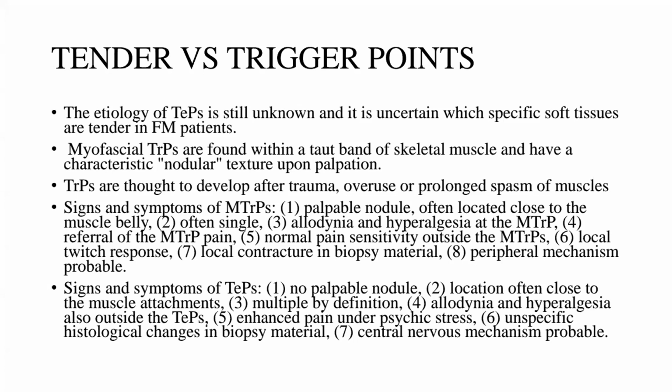So what are the signs and symptoms of tender points? There is no palpable nodule. The location is often very close to the muscle attachment, where the muscle attaches to the bone, and the pain is only at that attachment site. And they are multiple by definition. Everywhere you apply pressure, the patient says, I am getting pain everywhere. And allodynia and hyperalgesia occur outside the tender points, not in that area.